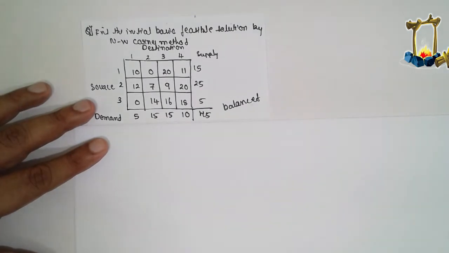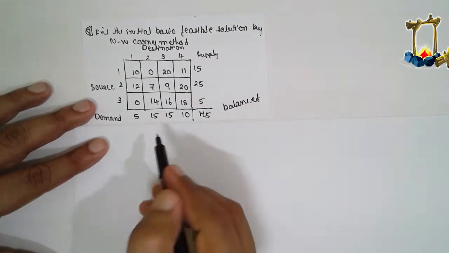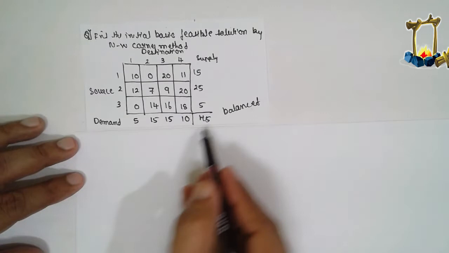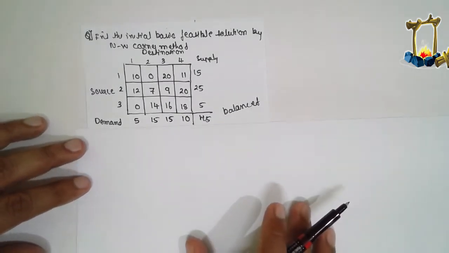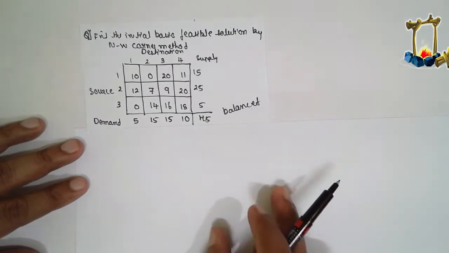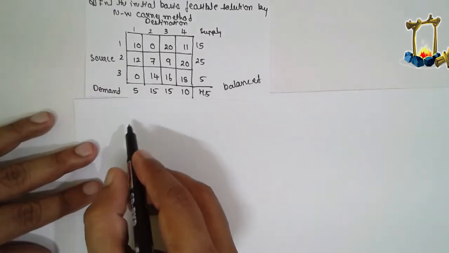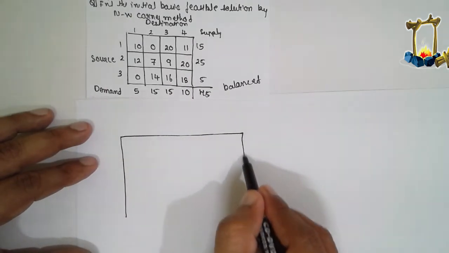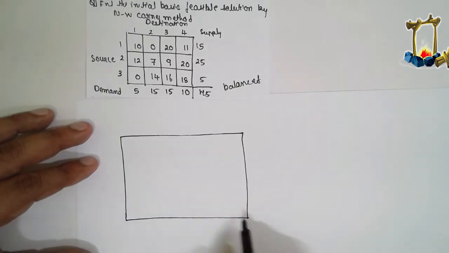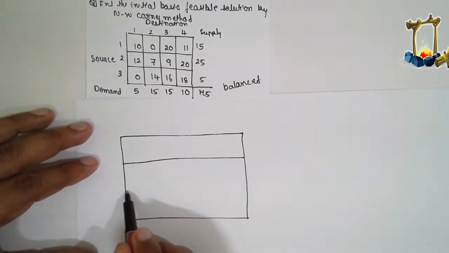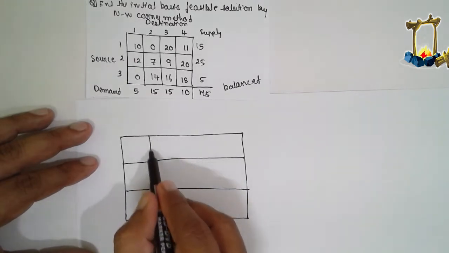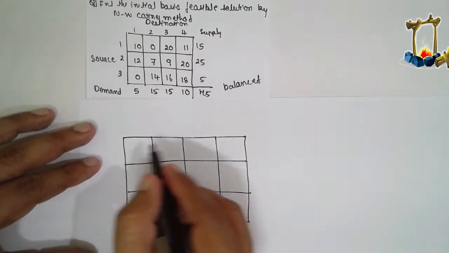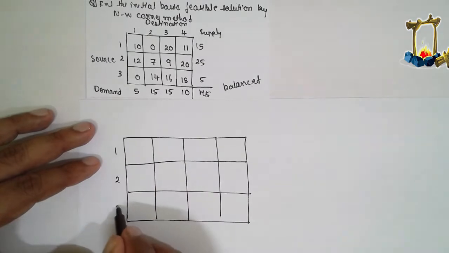If it is an unbalanced problem, based on the demand and the supply, you have to select a row or column. Now it is a balanced problem. After getting this, I will go for the northwest corner method. First I will draw a proper box. I will divide it into three parts and four parts: 1, 2, 3 and 4, and I will write the source 1, 2, 3.